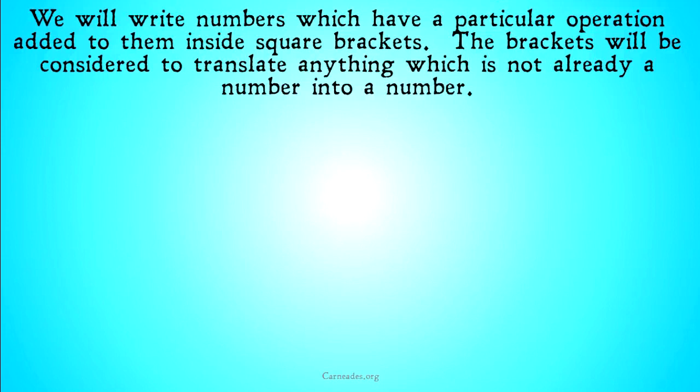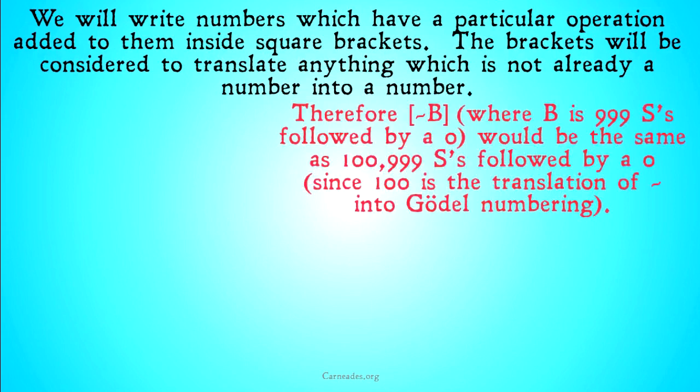We will write numbers which have a particular operation added to them inside square brackets. The brackets will be considered to translate anything which is not already a number into a number. Therefore, it's not the case that B, remembering B represents a number, where B is 999 S's followed by a 0, would be the same as 100,999 S's followed by a 0. Why? Because 100 is the translation of that tilde, that negation, into Gödel numbering according to our rule before.